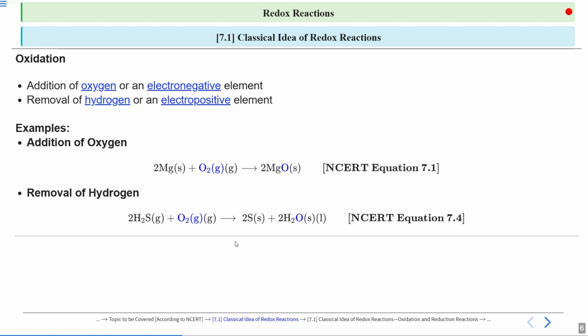So here in the reactant, hydrogen is present with sulfur. While if you look in the product, you will find that the sulfur is present alone. There is no hydrogen that is now present with it. That means the hydrogen has been removed. That means removal of hydrogen has taken place, and hence it can be considered as the oxidation reaction.